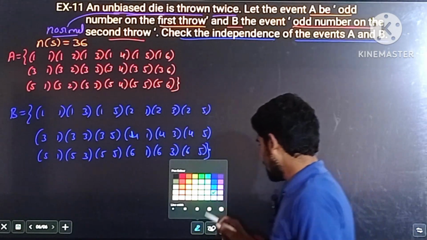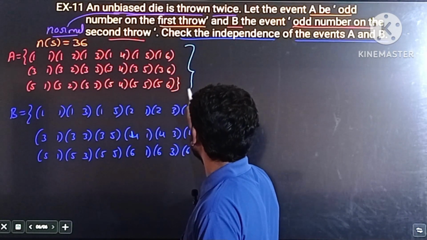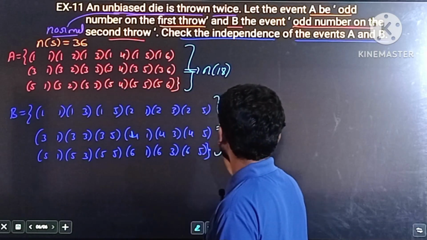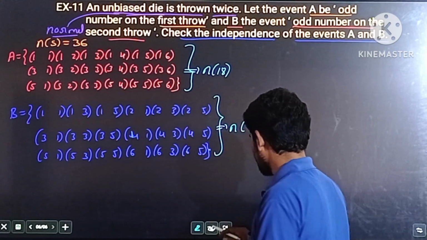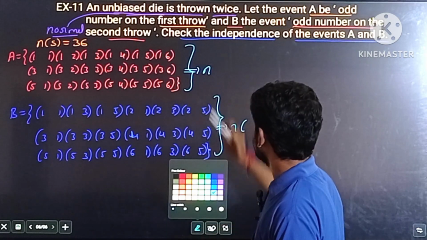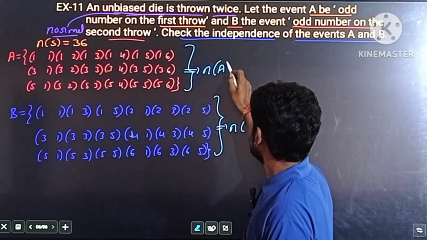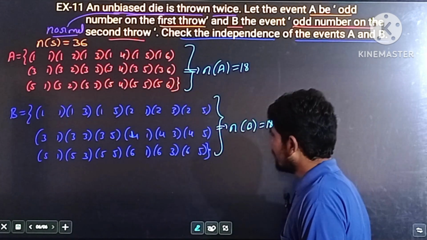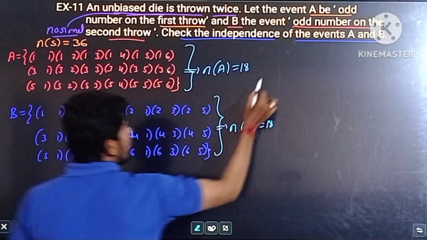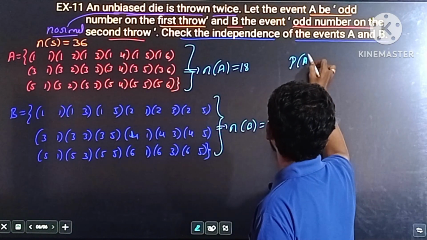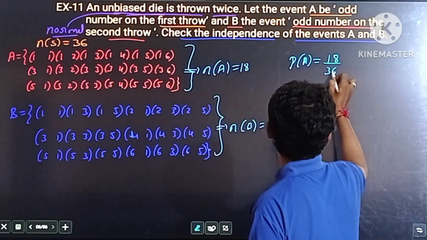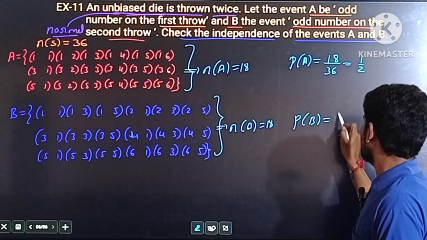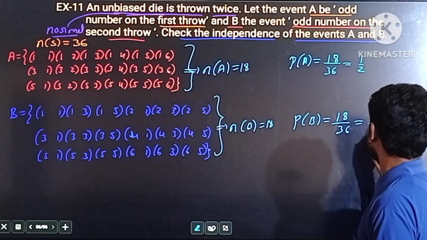So here we need to identify whether these two events A and B are independent or not. Now observe this event A. In event A, the number of outcomes is equal to 18. Similarly, in event B, the number of outcomes is also 18. Therefore, probability of event A is equal to 18 divided by 36, which is 1 by 2. Similarly, probability of the event B is also 18 by 36, which is 1 by 2.